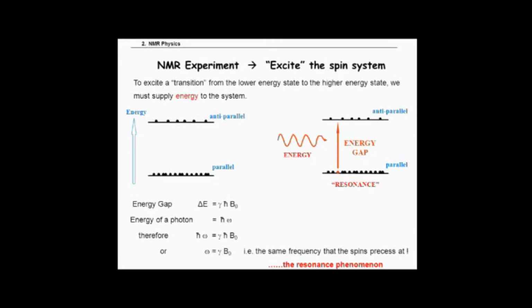It turns out the energy we're putting in will be electromagnetic photons. And we know the energy of a photon is given by h bar omega. If the energy gap has to be equal to the energy that we put in, these two quantities must be the same. So we just cancel out, and it turns out the frequency of the photons that we put in must be equal to gamma B0, which is the same frequency as the Larmor precessional frequency that the spins are precessing at around the direction of our external B0 field.